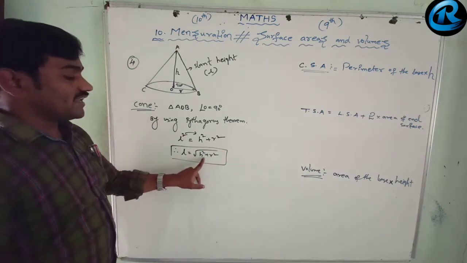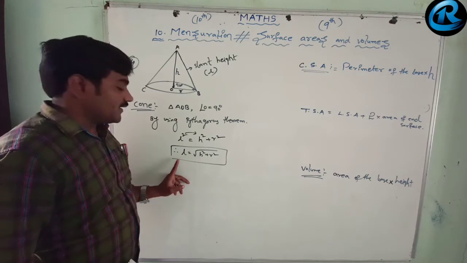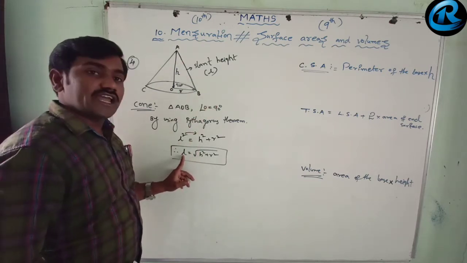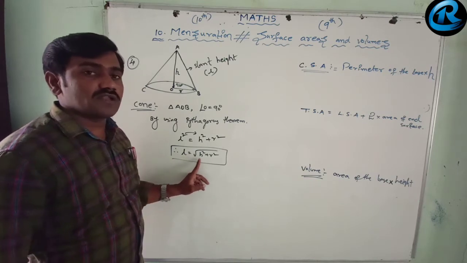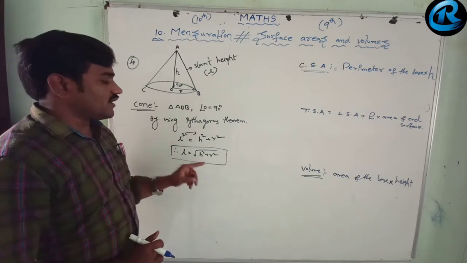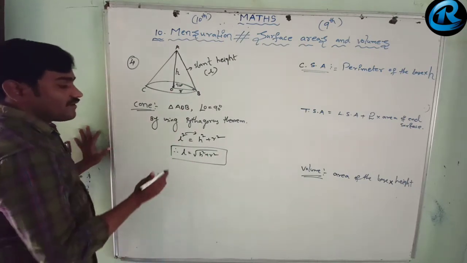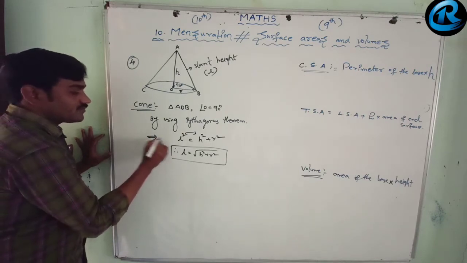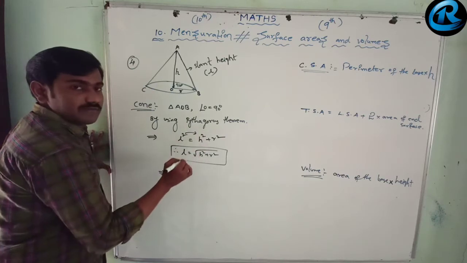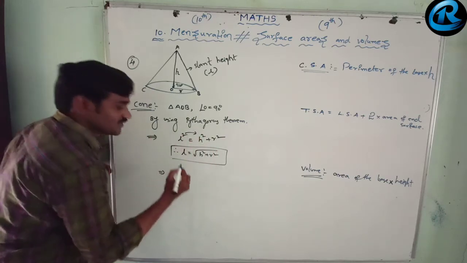When the radius of the cone and the height of the cone are given, to find the slant height L, this is the formula: under root of h square plus r square. If you know the h value and r value, we can find the slant height. So this is one. From this formula only, if I need the h value, what will I do? This r square I will transfer to this side.